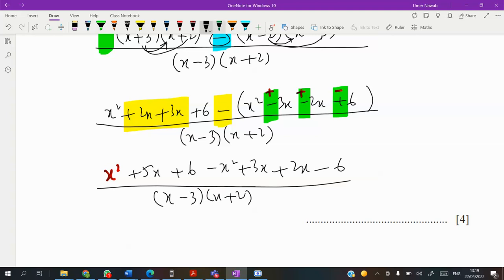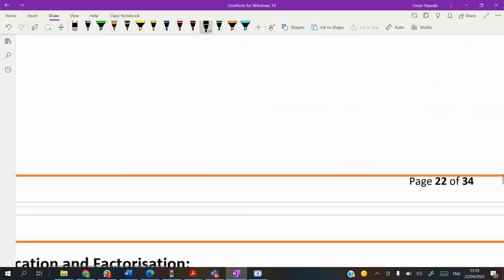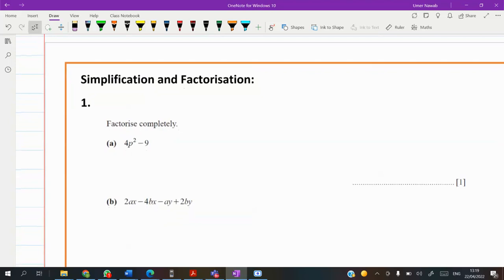Now simplify things. Now x squared cancels with minus x squared. Now 5x plus 3x is 8, 8 plus 2 is 10. So this is 10x plus 6 cancels with minus 6. So 10x over x minus 3 over x plus 2. So guys, as you can see, we are done with the algebraic fractions.